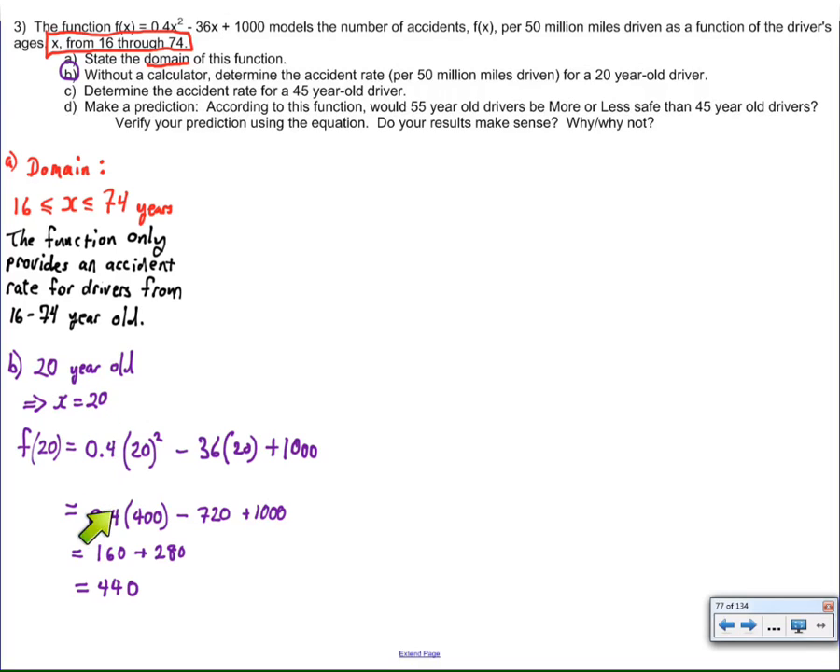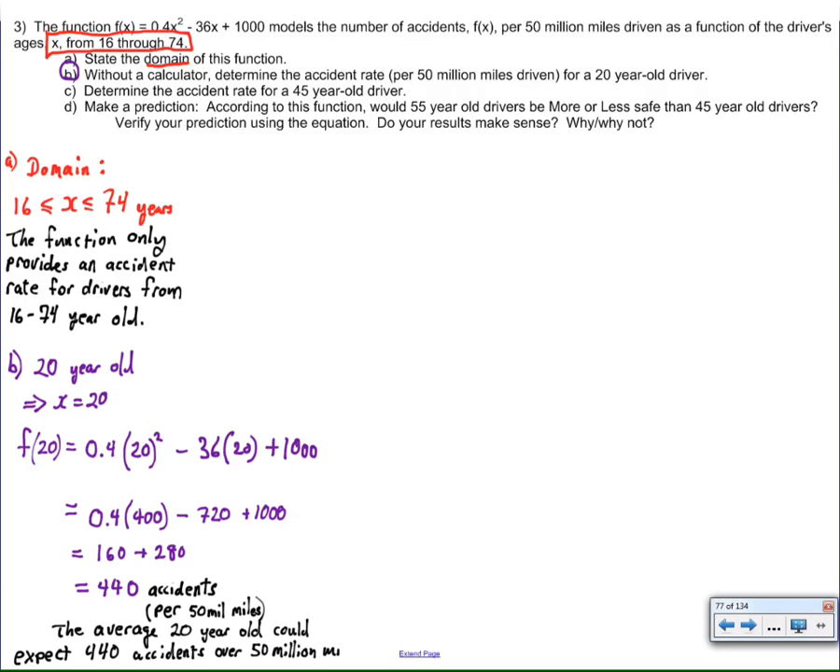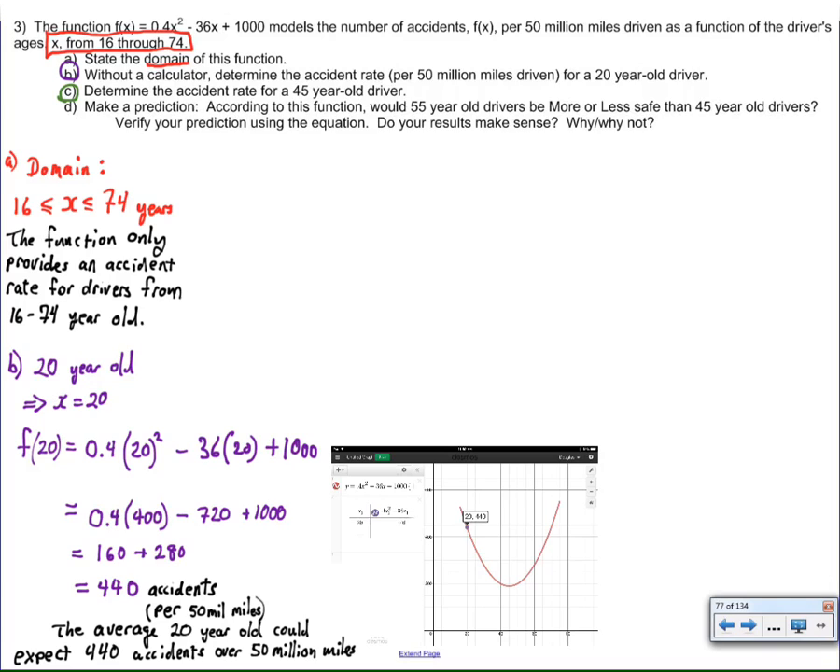But in a traditional class, we leave 440 and say that we did our work, but it doesn't mean anything until we put this 440 in context. So first I put a label down. The 440 is representing accidents per 50 million miles. And then I put in an English sentence, what does 440 accidents per 50 million miles mean? What it means is the average 20-year-old should expect 440 accidents over a 15 million mile driving career.